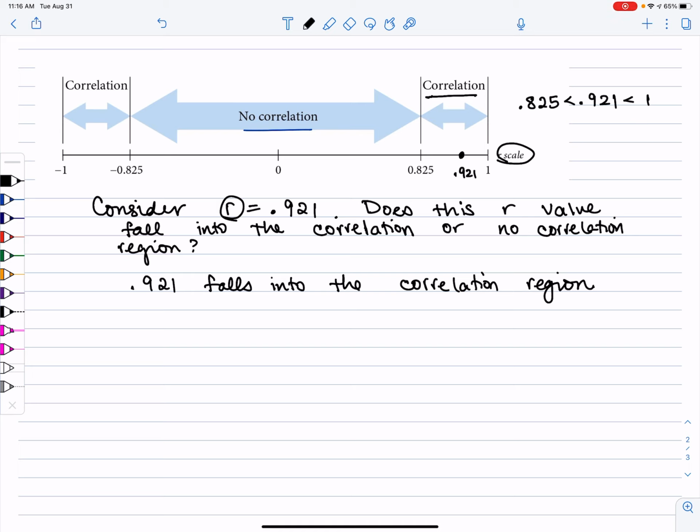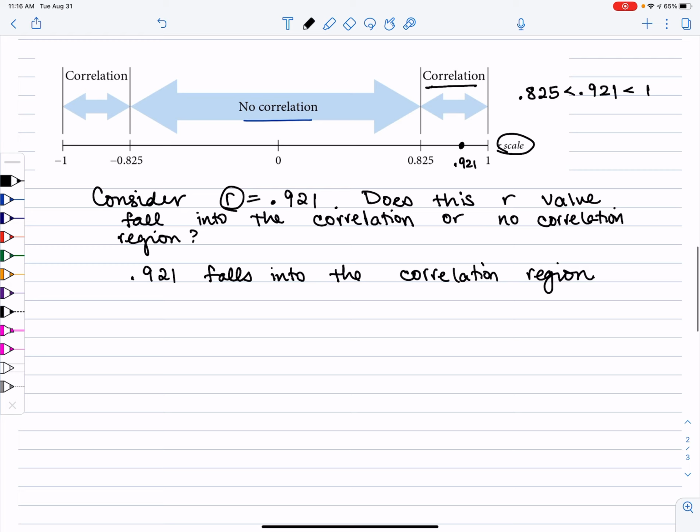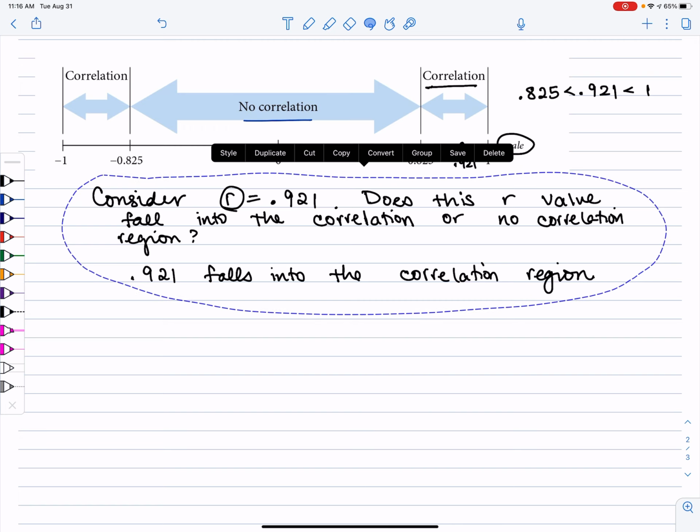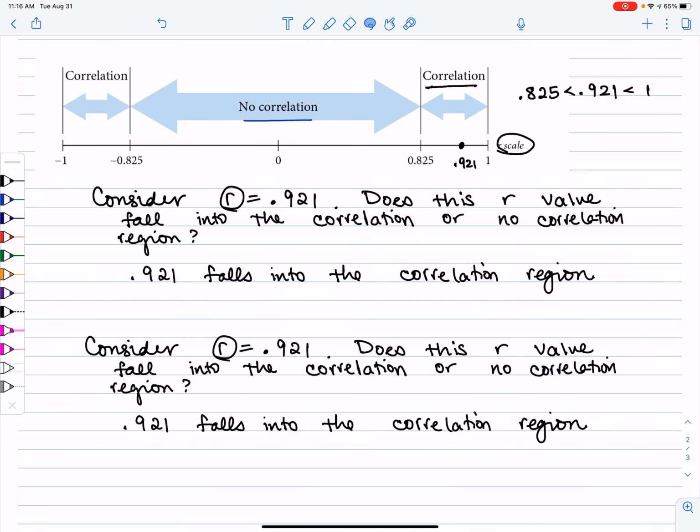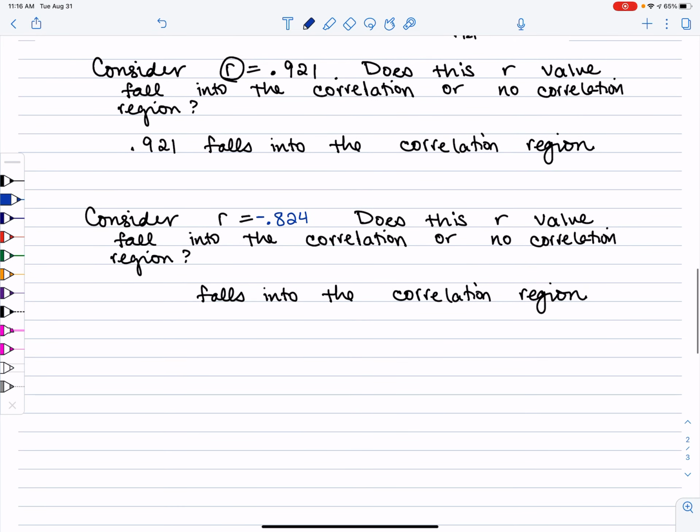We can think about negative 0.824, for example. Okay, so now same instructions. I would like for you to consider, so we're going to do a different one, R equal to a negative 0.824. Does this R value fall into the correlation or the no correlation region?